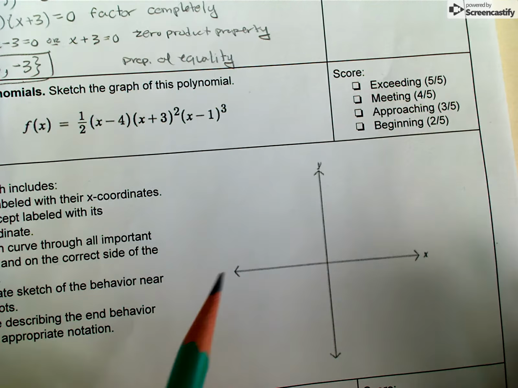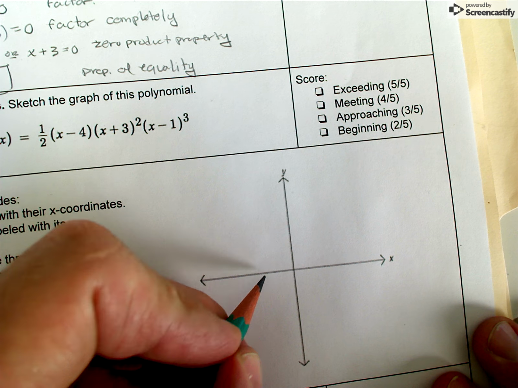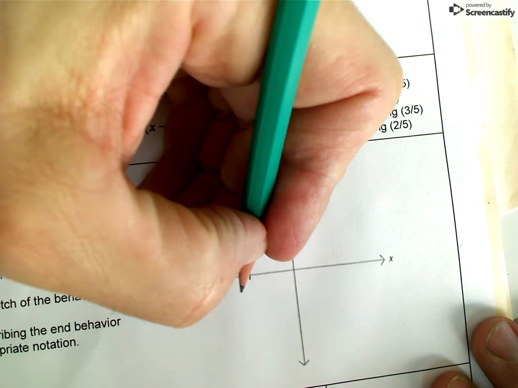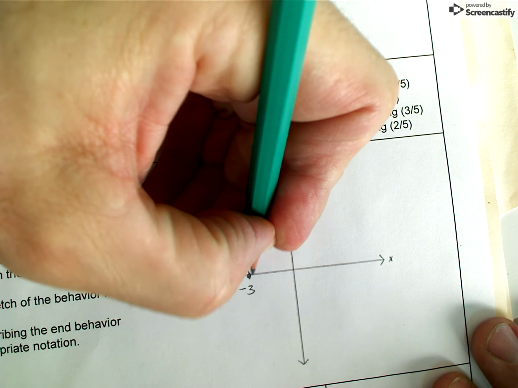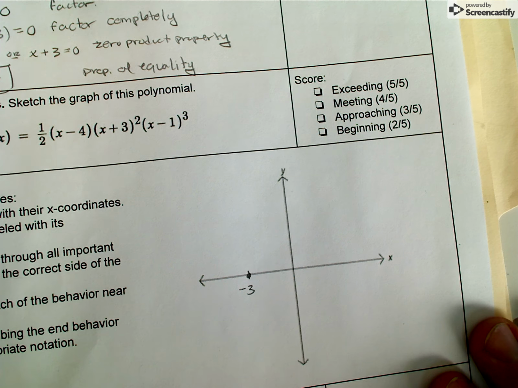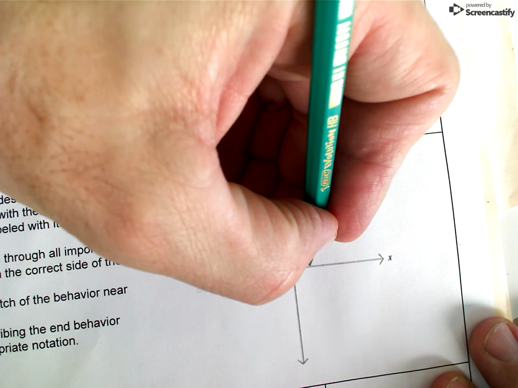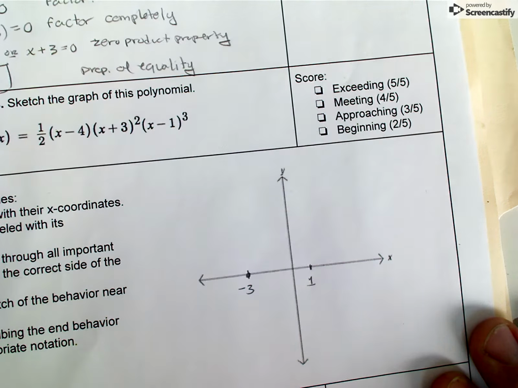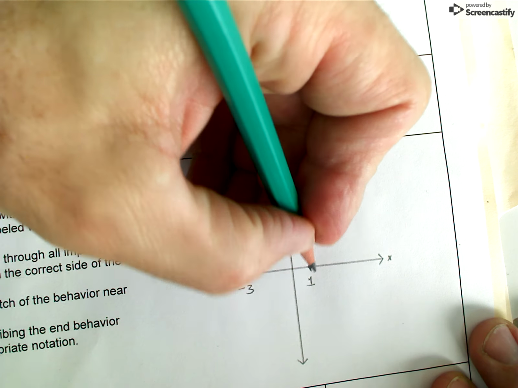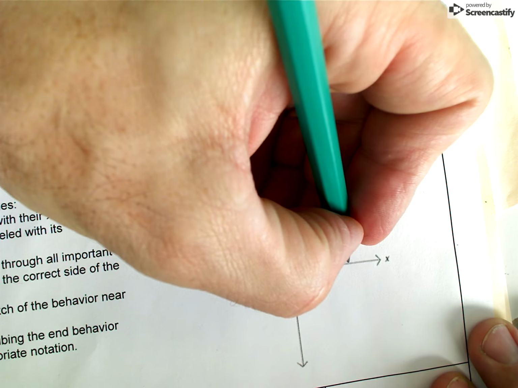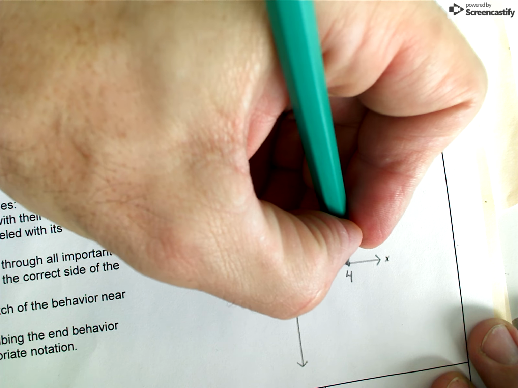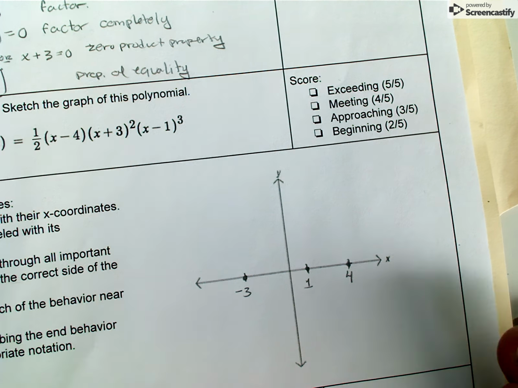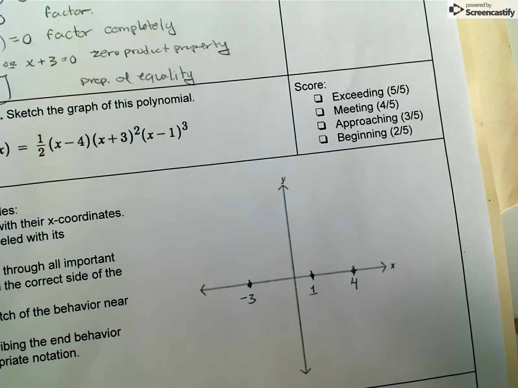Let me just place those on my graph. Here's a -3 right there. I'll make a point. Here is a +1 right there. Make a point. And then finally, we have a root at 4, x equal to +4. So there, I've done the very first step. I've labeled my roots with their x coordinates.